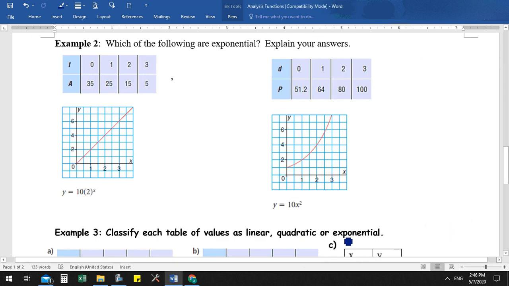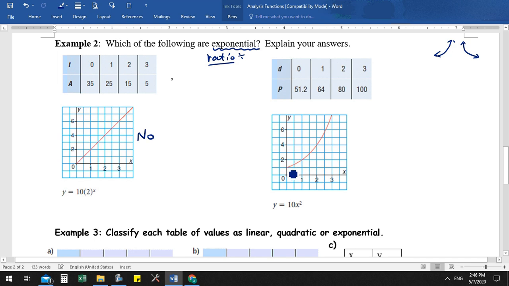On the next page, we are going to see how we can apply the knowledge that we have for linear functions, quadratic functions, and exponential functions. It asks which one of the following are exponential. For table values, we know the ratio needs to be the same, so we need to do the division. From the graph, it should be either always increasing or always decreasing, not a straight line. So for sure this one is no, because it's a straight line.